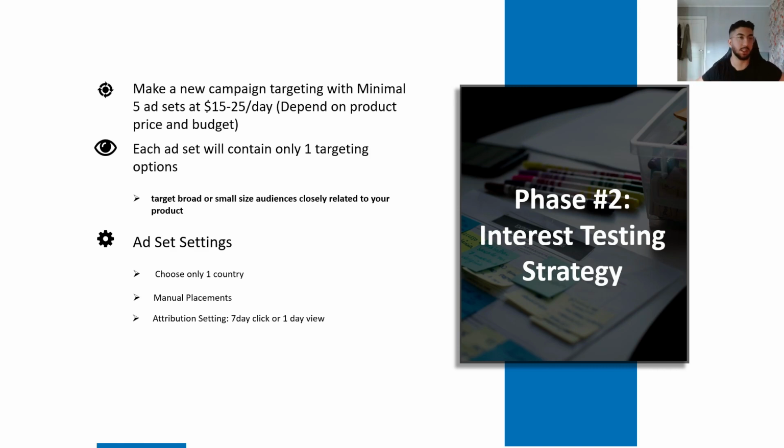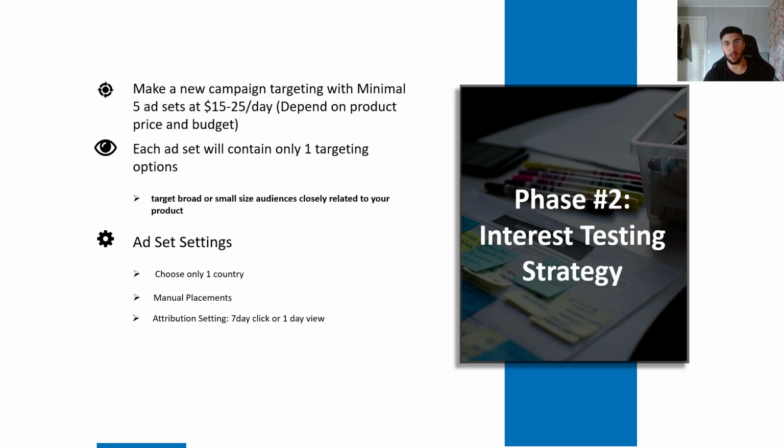Okay guys, so let us just start from here. As I said, make a new campaign. This should be an ABO, with 5 ad sets minimum at $15 to $25 a day. You can use up to $50 a day if you want to get results faster. If you run your ads at $15 a day, you need to wait 3 days to make a decision. If it's $25, you only need to wait 2 days. If it's $50, you only need to wait 1 day, but it's up to you. And it depends on your product price as well.